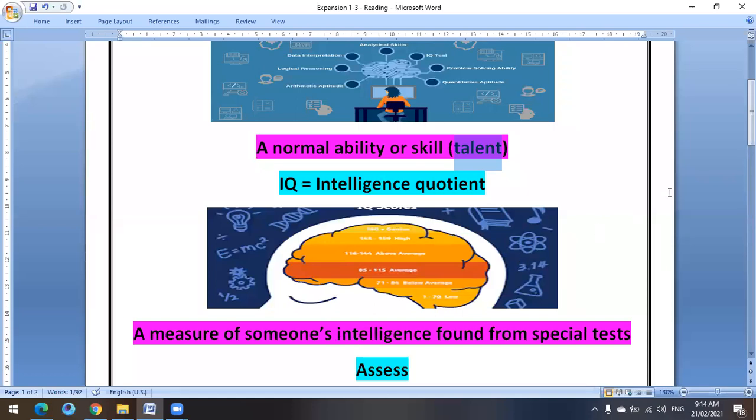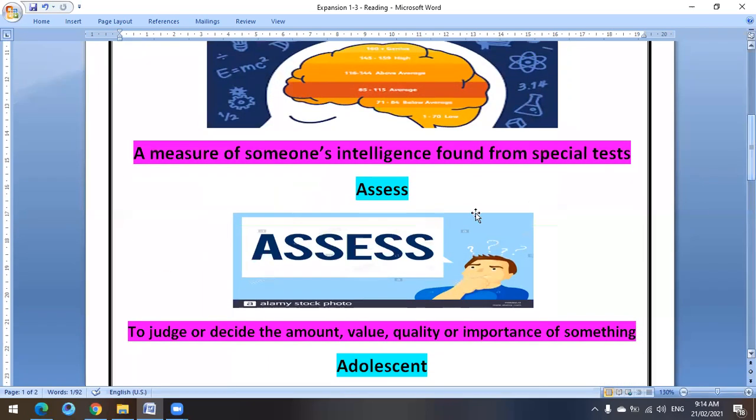Now, the word assess: to judge or decide the amount, value, quality, or importance of something. When you want to know the value or the importance of something, you assess that thing. When you assess that thing, that means that you are judging or deciding the value of this thing, the importance of this thing, and so on.